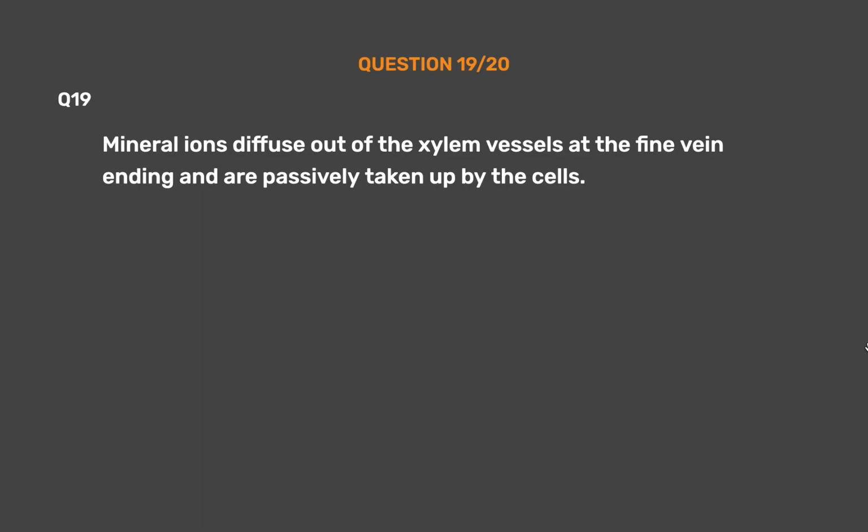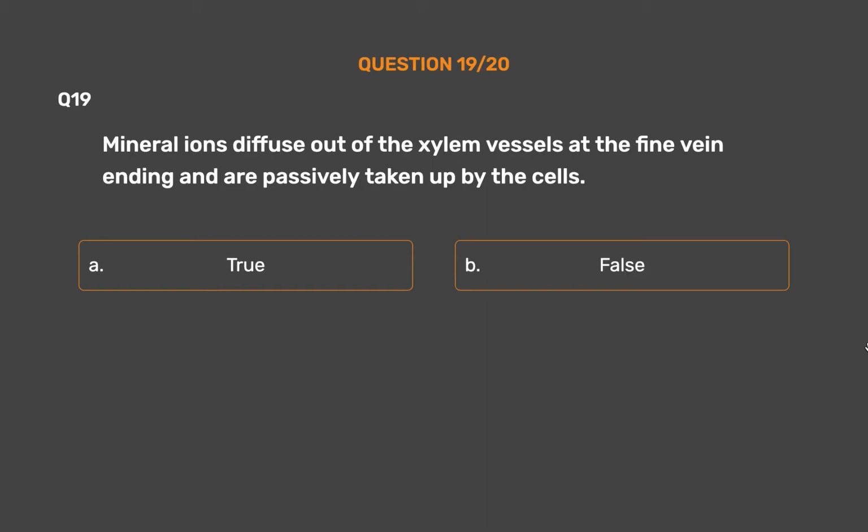Question number 19. Mineral ions diffuse out of the xylem vessels at the fine vein ending and are passively taken up by the cells. Option A. True. Option B. False.